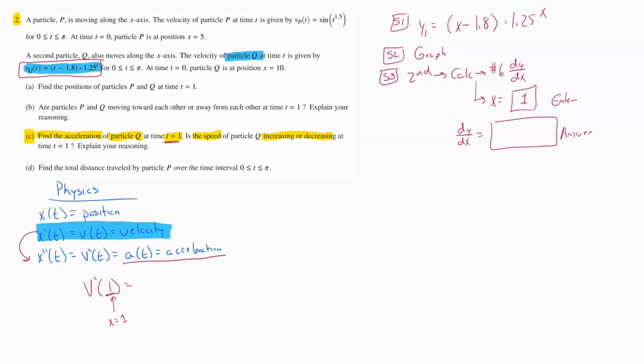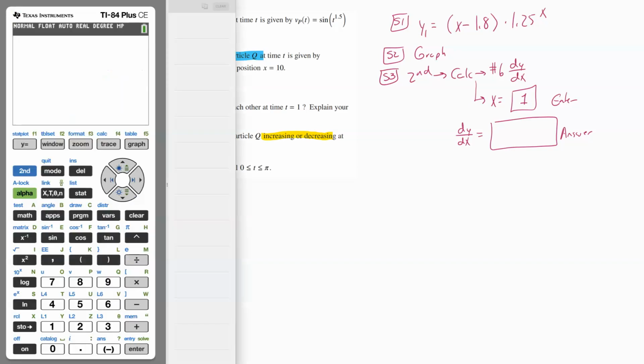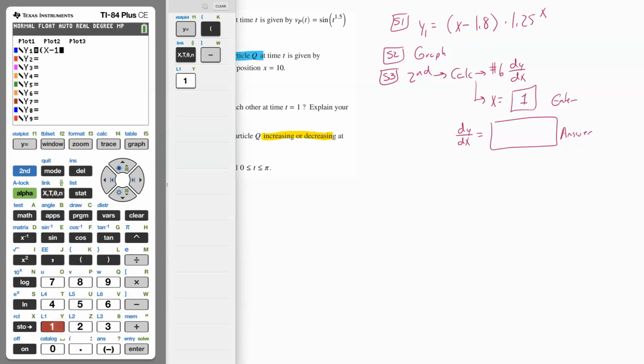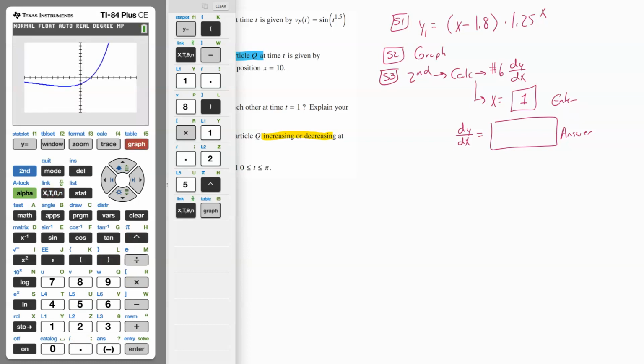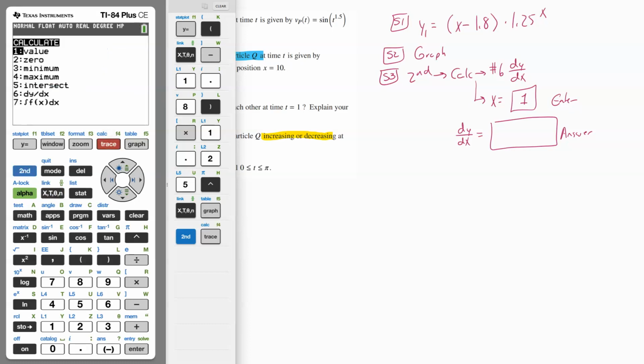So let's go ahead and open up our calculator and do that. Open up the calculator. We go to the y equals in the top left corner. We're going to type in our equation x minus 1.8 and then times 1.25, raised to the x. From there, you just hit the graph button. And now to find the derivative, you hit second. You'll choose the calc menu, which is the button above trace at the very top of the calculator. And inside there, you're going to hit the number 6 option, dy/dx.